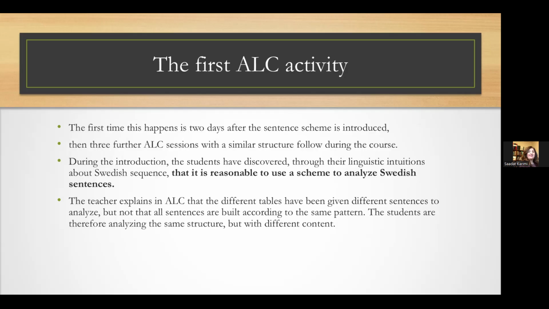During the introduction, the students have discovered through their linguistic intuition about Swedish sequence that it's reasonable to use a scheme to analyze Swedish sentences. The teacher explains in ALC that the different tables have been given different sentences to analyze, but not that all sentences are built according to the same pattern. The students are therefore analyzing the same structure, but with different content.